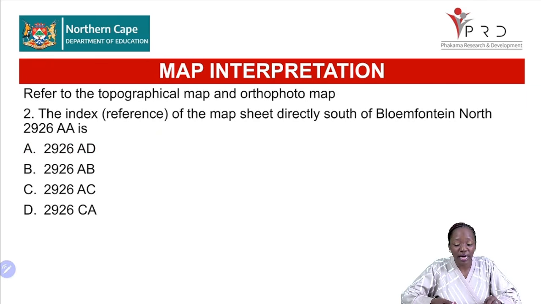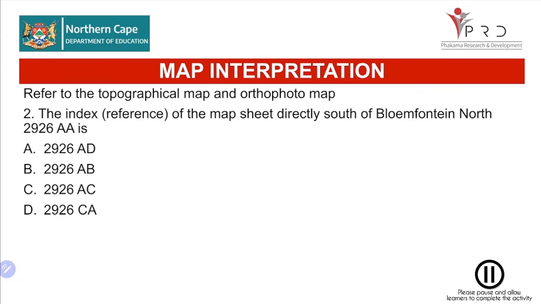Then we're looking at our second question. In our second question, the index, which is the reference of the map sheet directly south of Bloemfontein North. So we are looking at south of your Bloemfontein North, which is 29 26 AA East. Remember, we are looking at the south. So you've got the 4 options again. I'm going to give you just 1 minute, and then after 1 minute we proceed to our solution. We're looking at the map index.